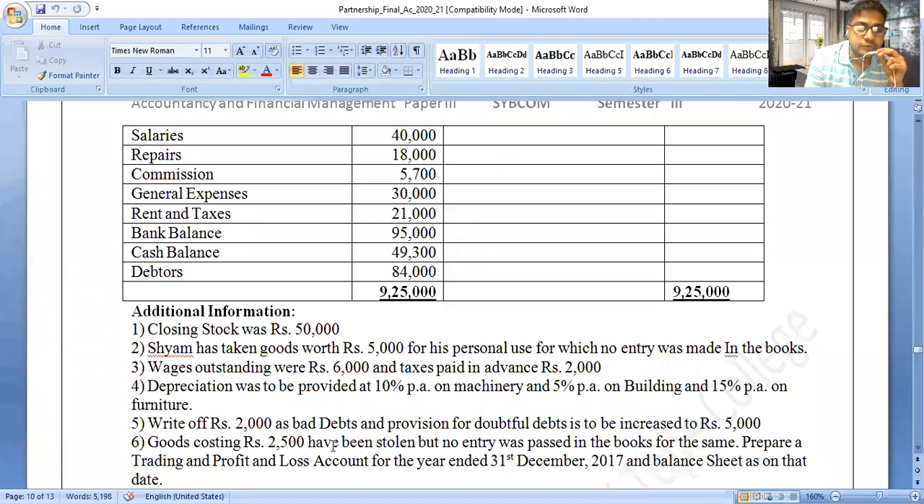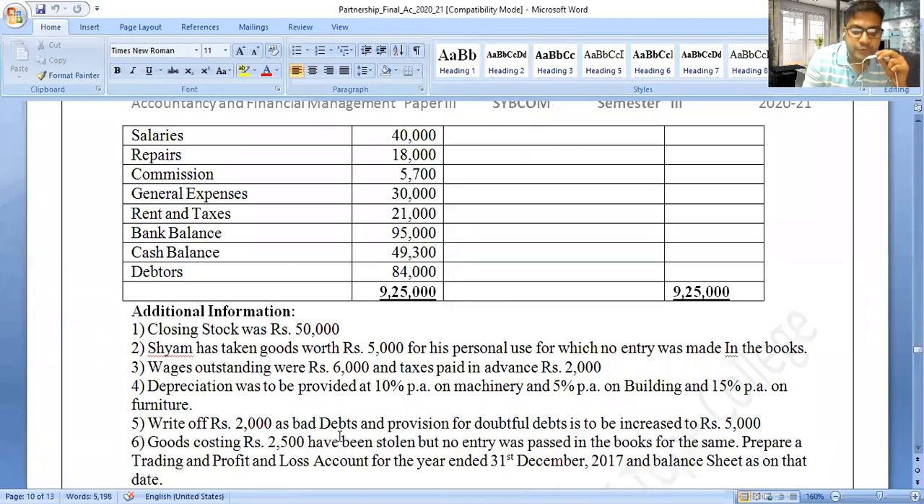Goods costing rupees 2,500 have been stolen, and no entry was passed in the books for the same. So two entries we have to write. Stolen goods, trading account credit side. Goods stolen 2,500. Stolen goods, it is a loss. And loss we have to show in profit and loss account debit side. The second effect, profit and loss account debit side. That is the goods stolen.